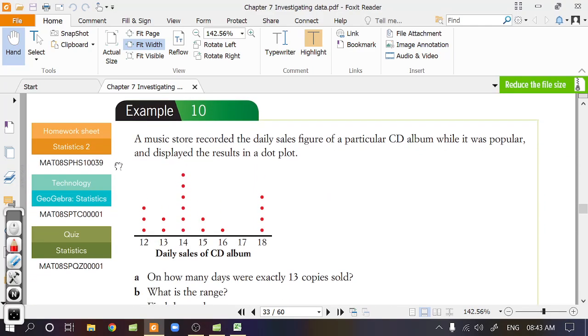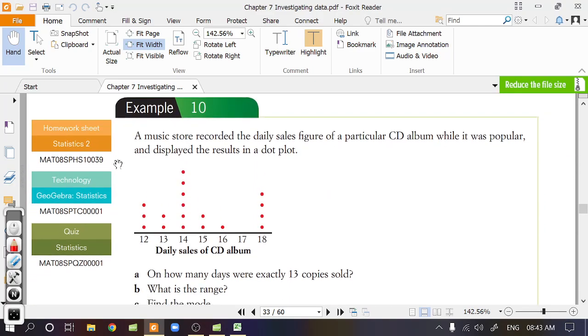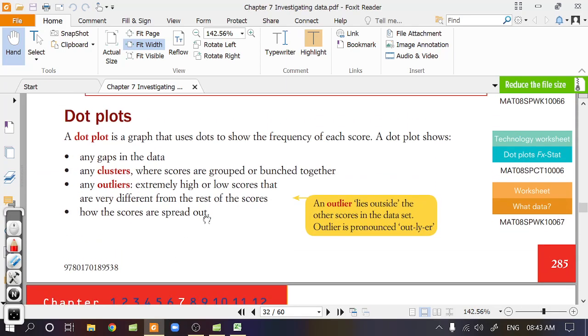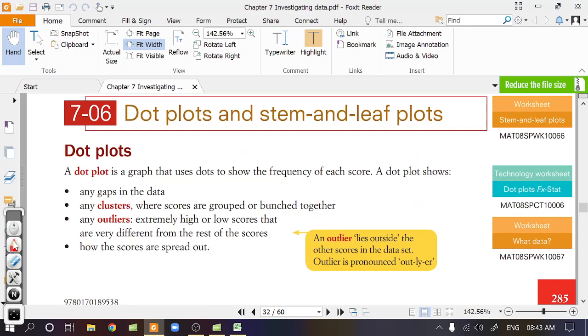For example, I think example 10 is given. See here. Please put the heading in your notebook as dot plot and write down in your notebook that a dot plot is a graph that uses dots to show frequency. Dots are used, very important. Dots are not used to show the data. Dots are used to show the frequency of the data. That is the first point you can write.